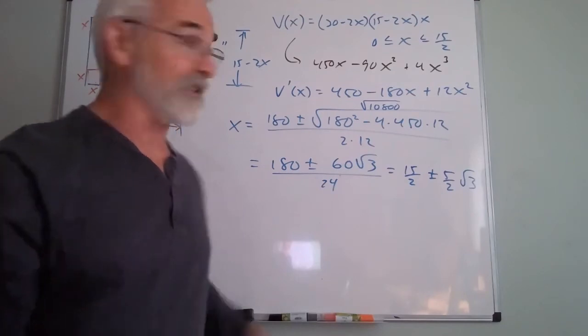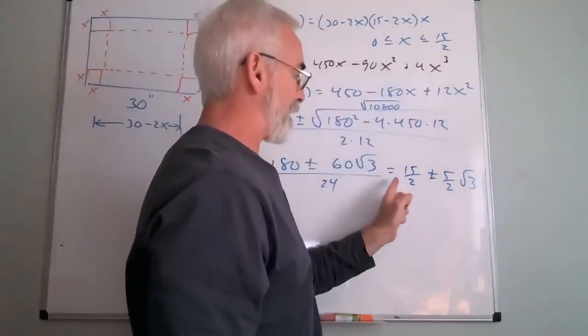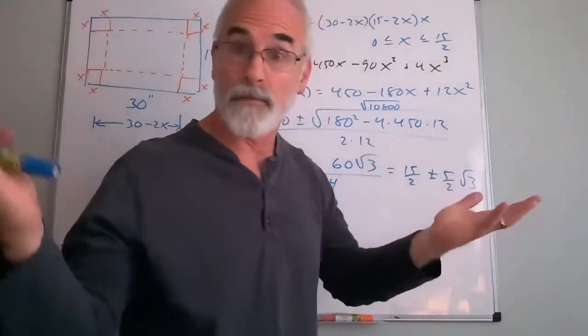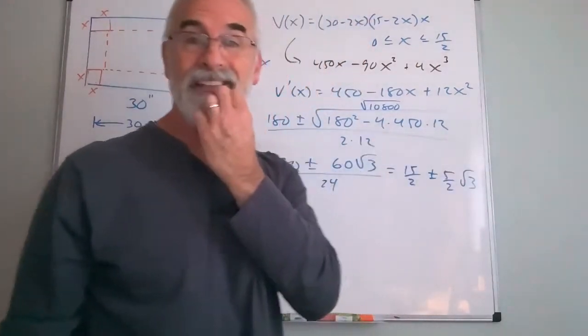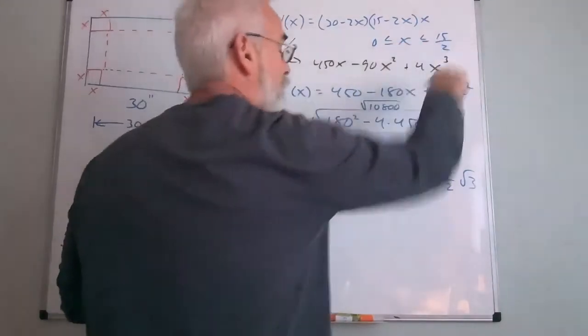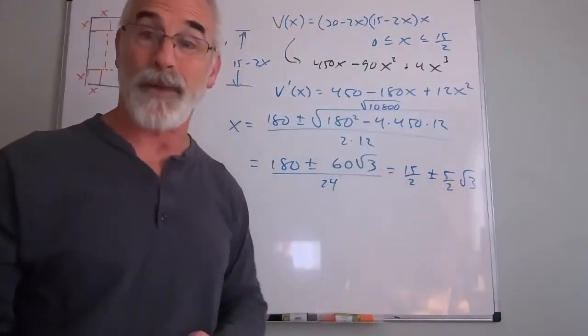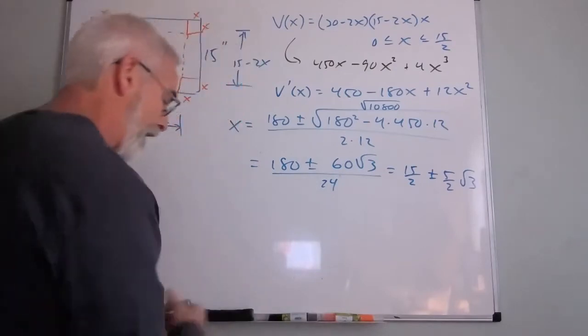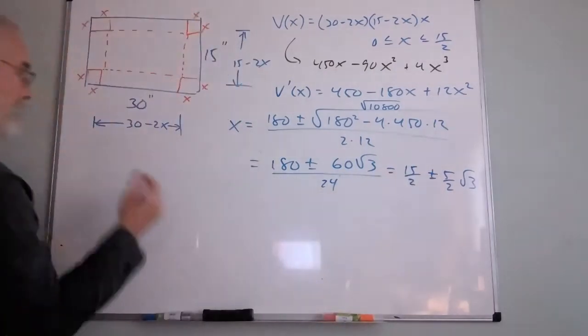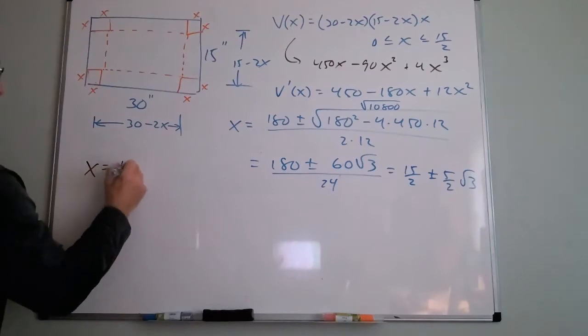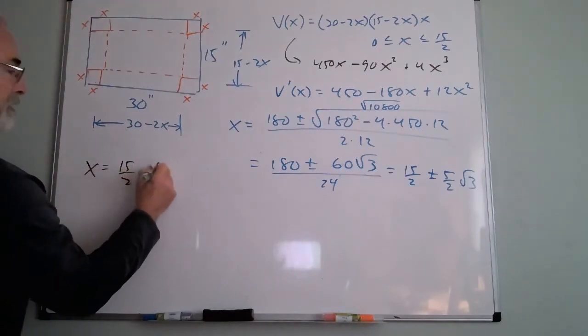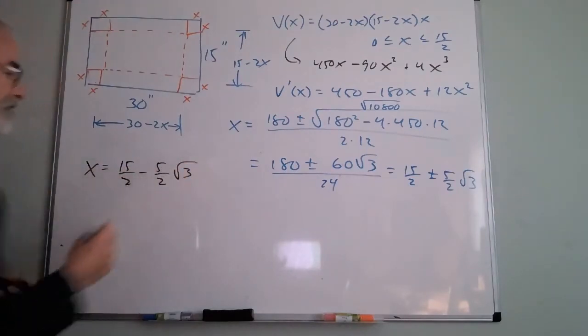Plus. The plus, because if 15 halves is our upper limit and I take 15 halves plus, that would be outside the values. That's why identifying the domain is so critical. I might proceed in this problem and use a value that's technically impossible. Yikes. So the only critical value we're going to be able to use is the 5 halves minus.